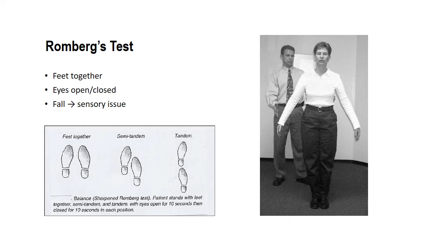Test 1. Romberg's test. It is used basically for screening of sensory ataxia. Patient stands feet together, arms crossed, eyes open then closed. Minimal sway is normal. If they fall only when eyes close, that suggests loss of proprioception, for example, neuropathy. But if they are unstable even with eyes open, suspect a vestibular or cerebellar issue.